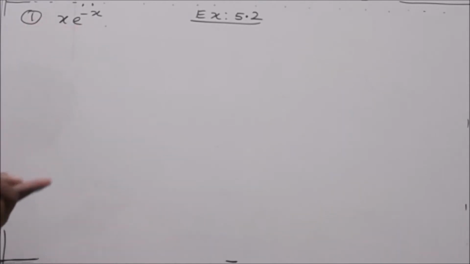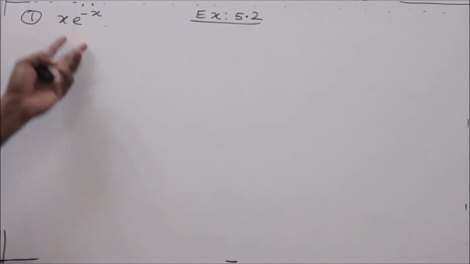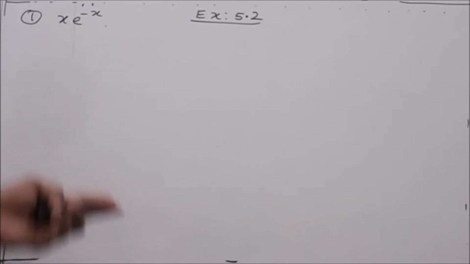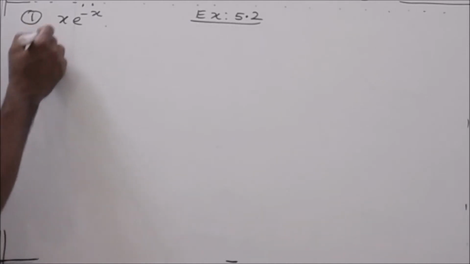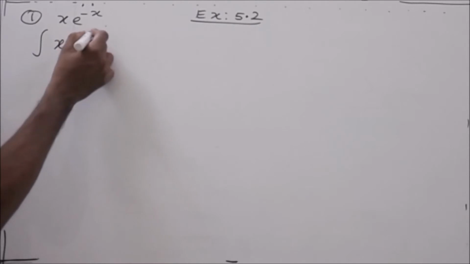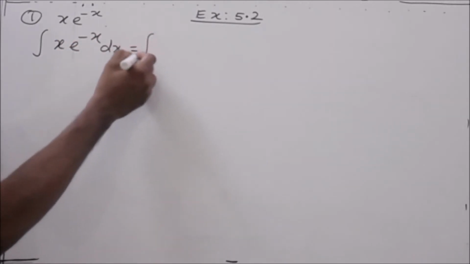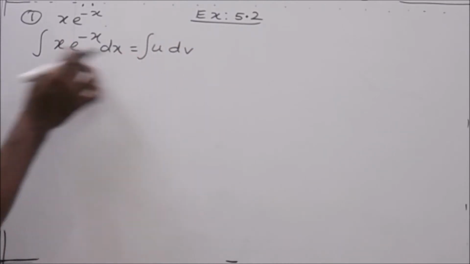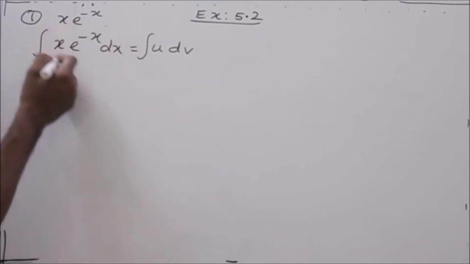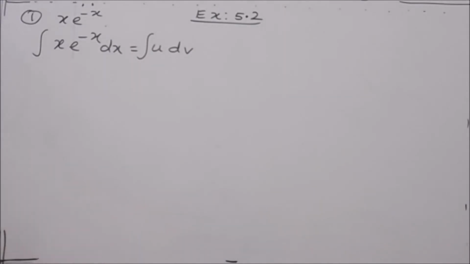There are two functions, they are in product. We want to integrate this function x e power minus x. So, the integrand being a product of two functions, we can go with integration by parts. So integral x e power minus x dx will be equal to integral u dv. The whole function with dx is taken as u dv.